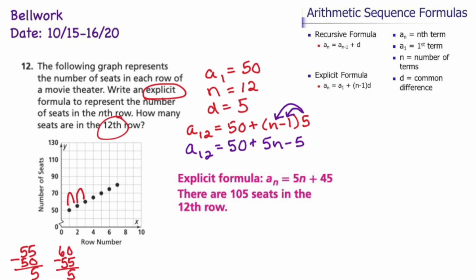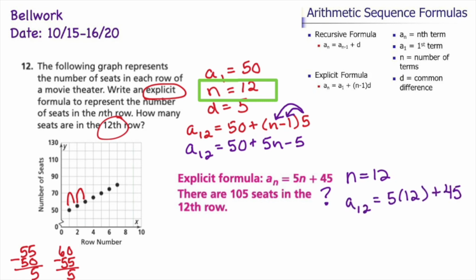And then it says there are 105 seats in the 12th row. Well, how do you know that? How did they know there's 105 seats? What you got to do is plug 12 into the function we just found. So we're going to replace n with 12, because we've already identified n up here as 12. So we could have done that earlier. There we go. So we're going to plug n in with 12 and then calculate. So 5 times 12 is 60. 60 plus 45 is 105. That means in the 12th row, if the trend continued, there will be 105 seats in that row.